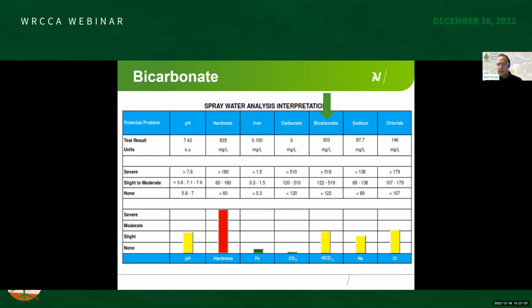So let's move to bicarbonates. And so we've moved our green arrow a little bit. And here in a real life water sample, we have 303 milligrams per liter. Here's some interpretation. And here's our nice little graph for a quick analysis. We've got a slight to moderate challenge with this sample on bicarbonates. So let's talk about what that means.